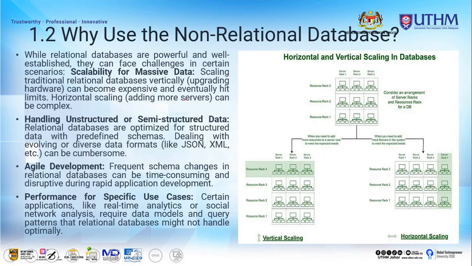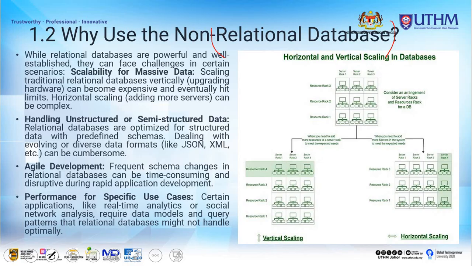Okay, second, 1.2, why use the non-relational database? Why should we use non-relational database since we already have a relational database? We already learned relational database, SQL, right? But why should we still go with non-relational? One main reason is, as I told you, the data. The growth of data is big data already. So it's no more like normal growth. It's like huge growth of data, which can't be handled by normal relational database. So we need big data database.